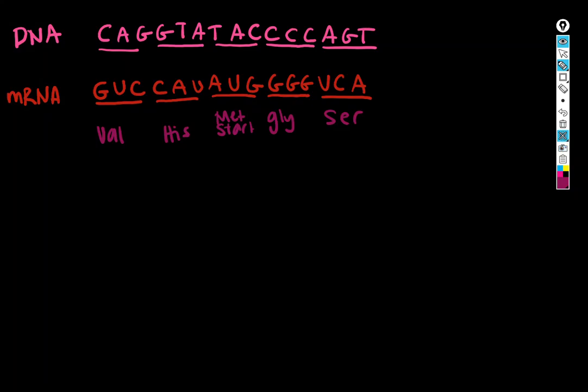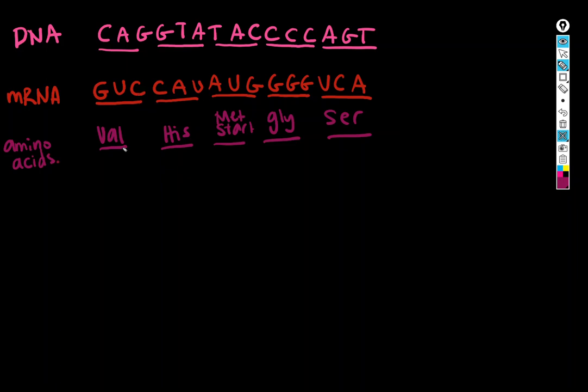Okay, so let's go back to our blackboard. That makes a little bit more sense. So that's how you use that. You have valine, histidine, methionine, glycine, and serine, and these are our amino acids. Perfect.